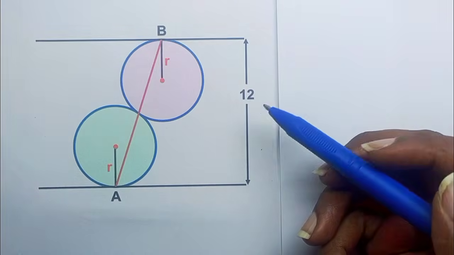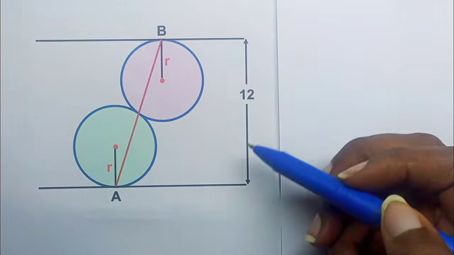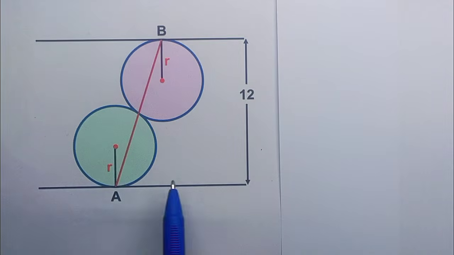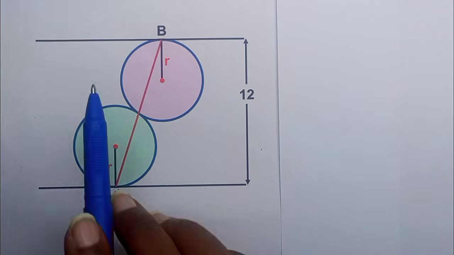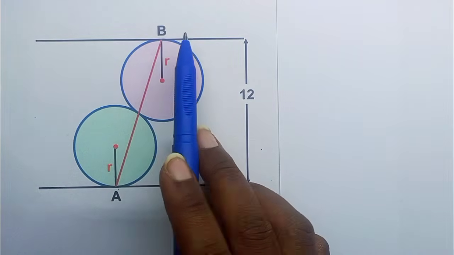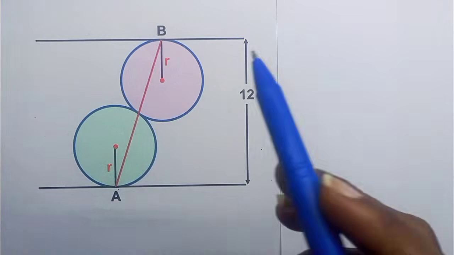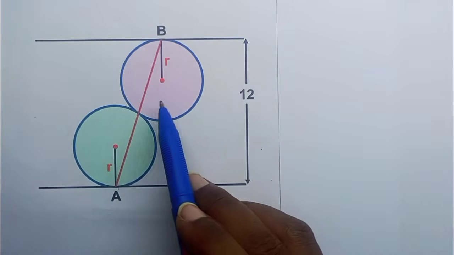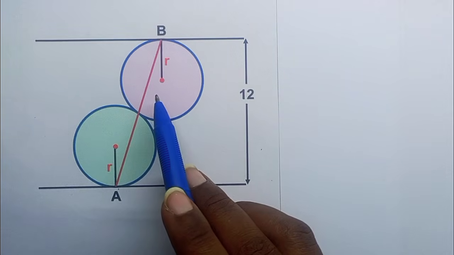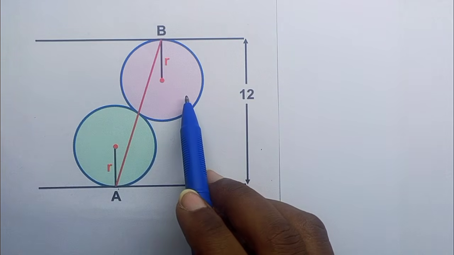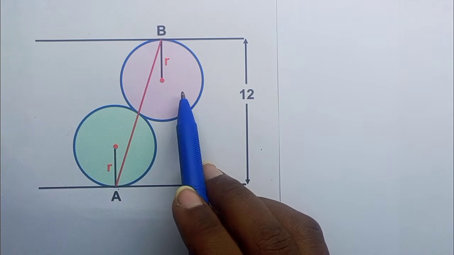This distance here is 12. From here to here is 12. This line is tangent to this circle at this point. This line is tangent to this circle at this point, and the two circles are tangent to each other, as you can see here. So the radius for each of the two circles is r, meaning they are identical. They are the same.